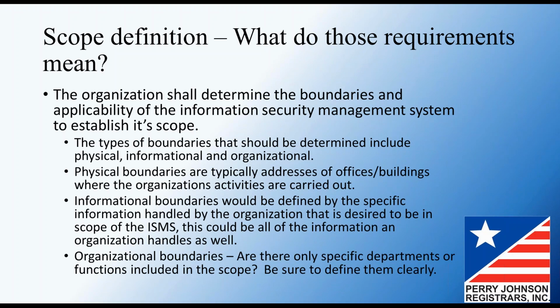So the standard says the organization shall determine the boundaries and applicability of the information security management system to establish its scope. So the types of boundaries that should be determined include physical, informational, and organizational. Physical boundaries are typically addresses of offices or buildings where the organization's activities are carried out. Informational boundaries would be defined by the specific information handled by the organization that is desired to be in scope of the ISMS. This could very well be all of the information an organization handles as well. And then organizational boundaries. Are there only specific departments or functions included in the scope? You want to be sure to define all of these boundaries clearly.